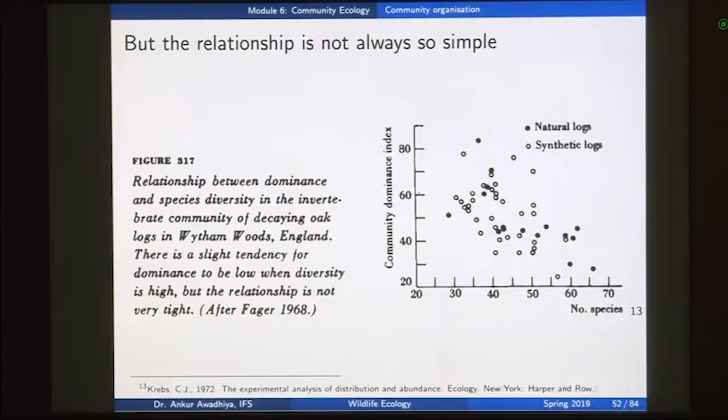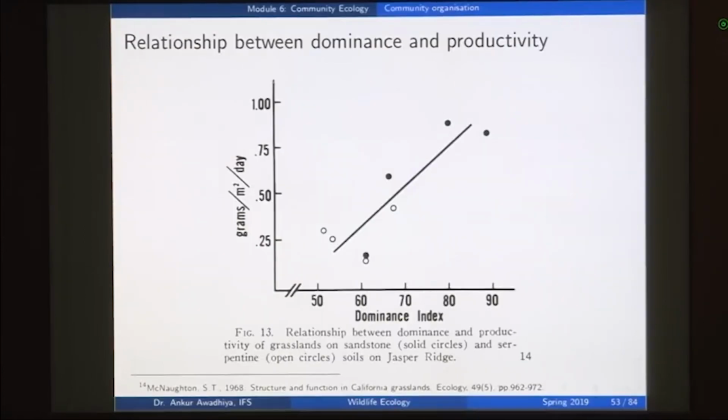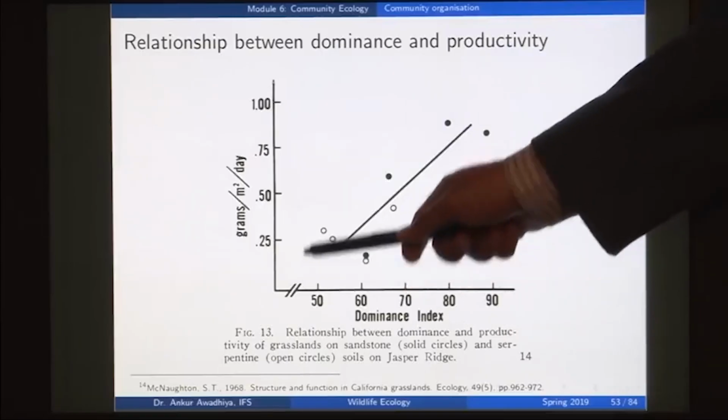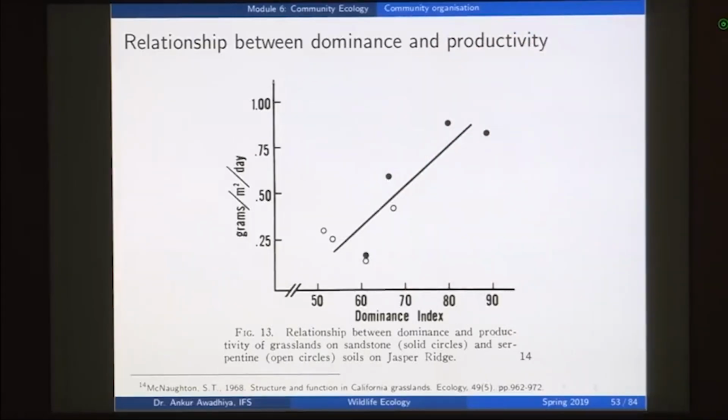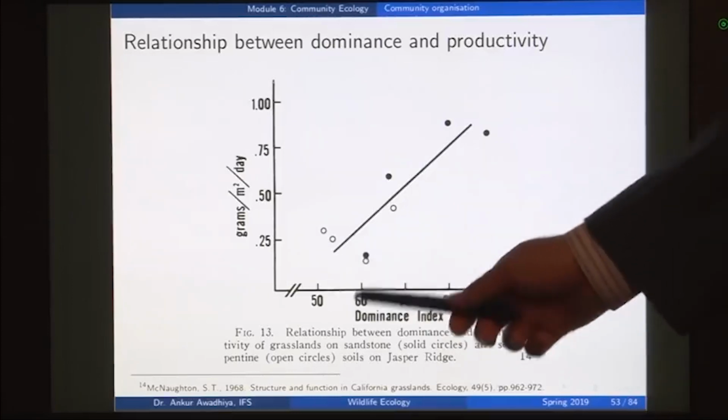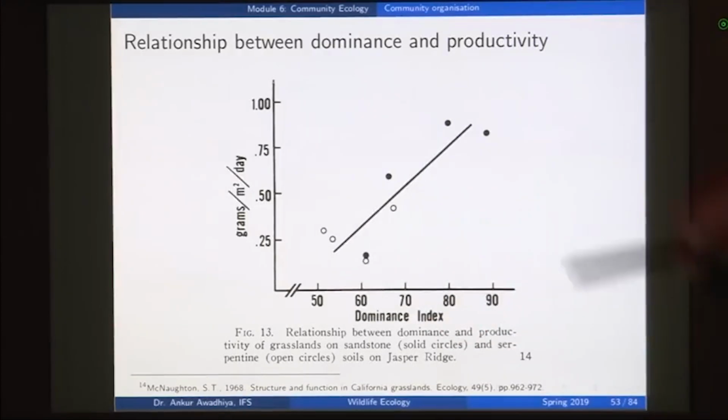But then there is one correlation that is much more prominent, which is the relationship between dominance and productivity. Now, here we are looking at the relationship between dominance and productivity of grasslands on sandstone and serpentine soils on Jasper Ridge. So, in this case, here you have the dominance index, here you have the productivity. Productivity is in terms of grams per square meter per day, that is the amount of production that is going on in this area, and we can see that if you have a lower dominance index, the productivity is roughly low, and if you have a higher dominance index, the productivity is roughly high. Now, why is that so?